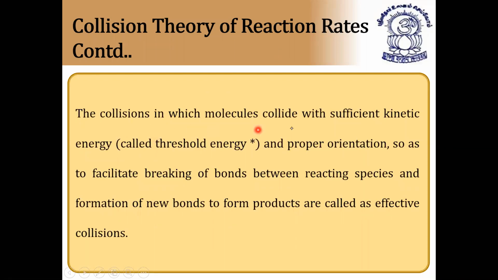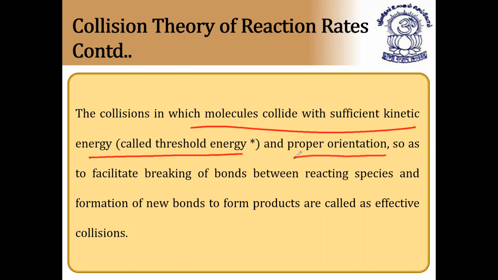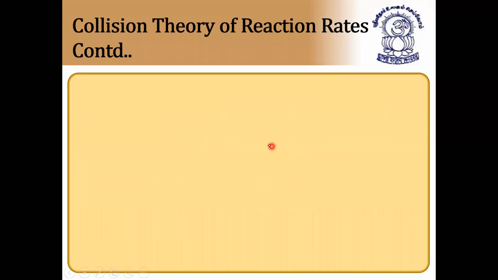The collision in which molecules collide with sufficient kinetic energy, called threshold energy, and proper orientation, so as to facilitate breaking of bonds between the reacting species and formation of new bonds to form products, is called an effective collision. So what are the two conditions? First, the molecules should have sufficient kinetic energy, that is, threshold energy, and second, proper orientation. If they do not have either one of these, the reactant molecules will not give products at all. So both should be compulsorily present.